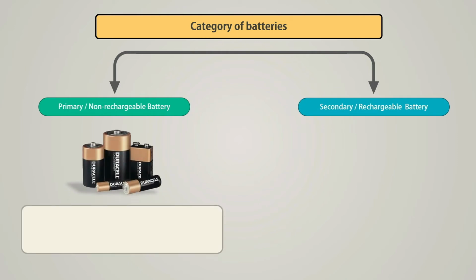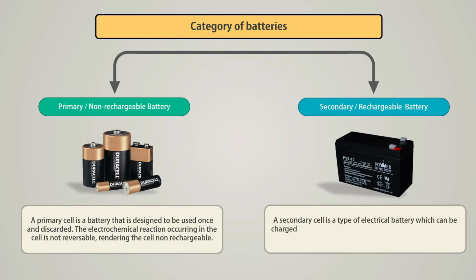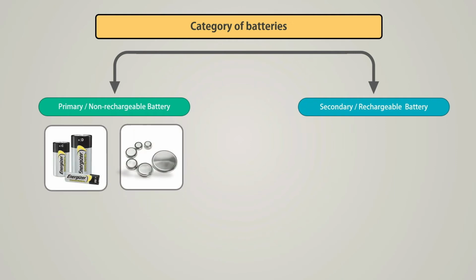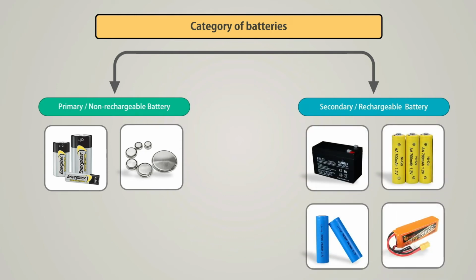Primary cell. A primary cell is a battery that is designed to be used once and discarded. The electrochemical reaction occurring in the cell is not reversible, rendering the cell non-rechargeable. Secondary cell. A secondary cell is a type of electrical battery which can be charged, discharged into a load, and recharged many times, as opposed to a disposable or primary battery. Alkaline batteries are basically non-rechargeable or primary batteries, while rechargeable batteries are mainly lead-acid, nickel-cadmium, lithium-ion, and lithium-polymer batteries.